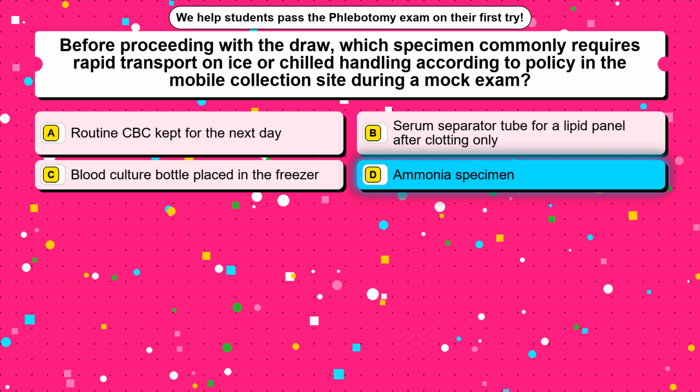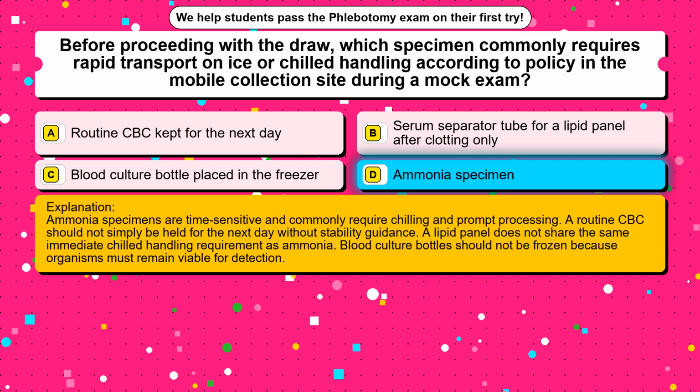Ammonia specimen. Ammonia specimens are time-sensitive and commonly require chilling and prompt processing. A routine CBC should not simply be held for the next day without stability guidance. A lipid panel does not share the same immediate chilled handling requirement as ammonia. Blood culture bottles should not be frozen because organisms must remain viable for detection.